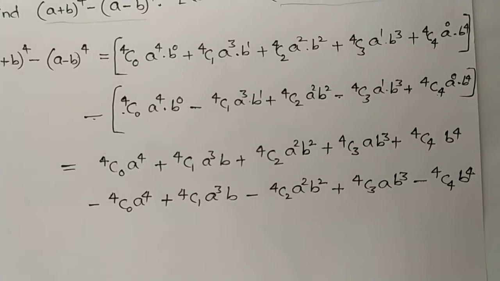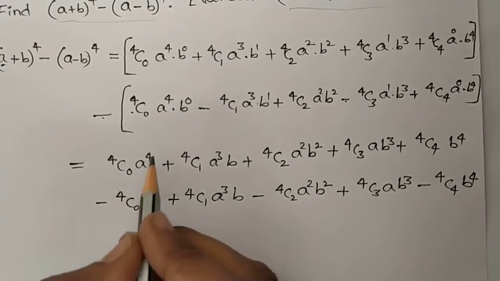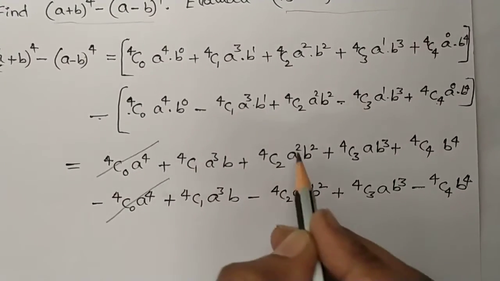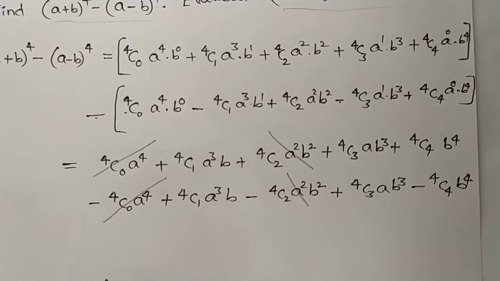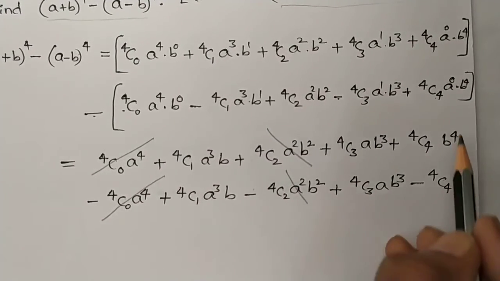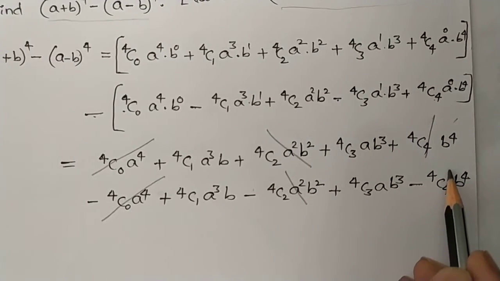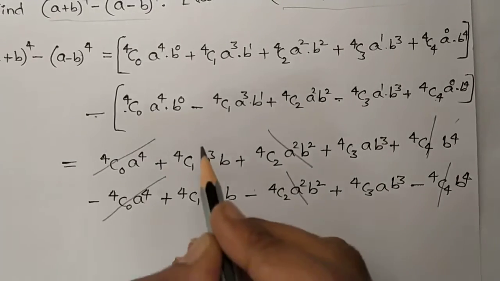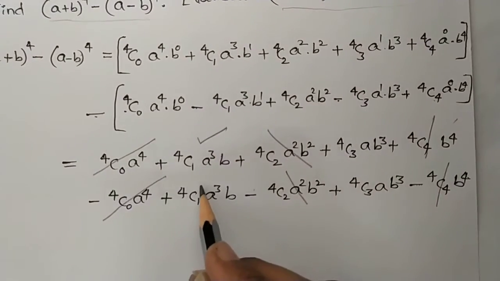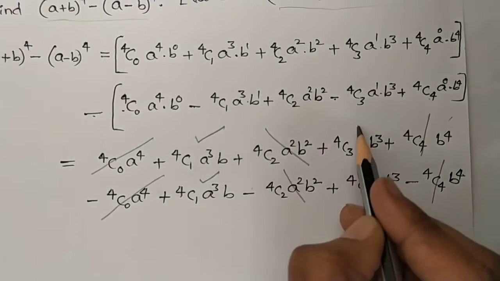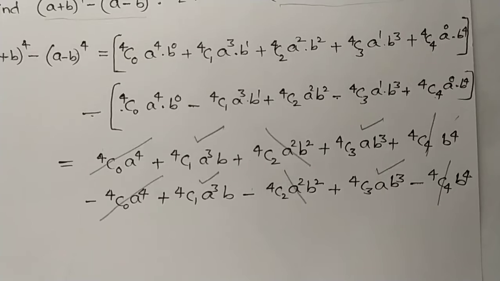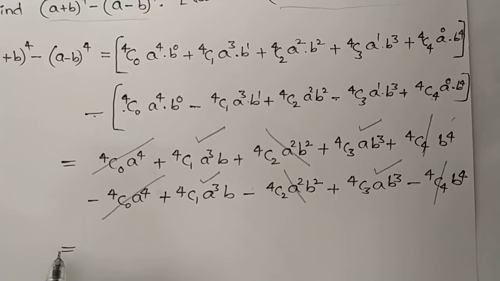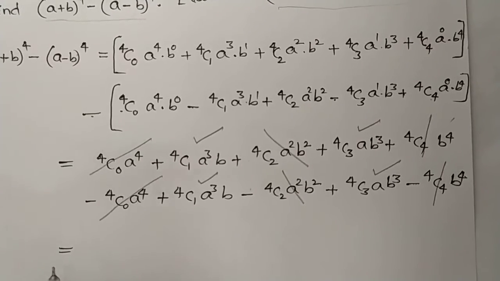See the terms, which terms will get cancelled. 4c0 a power 4 will get cancelled. 4c2 a square b square will get cancelled, plus minus. Next, 4c4 b power 4 will get cancelled. Next, if you observe here we have 4c1 a cube b. Next 4c3 a b cube we have, so that if we add then we will get 2. Or else you can simplify.